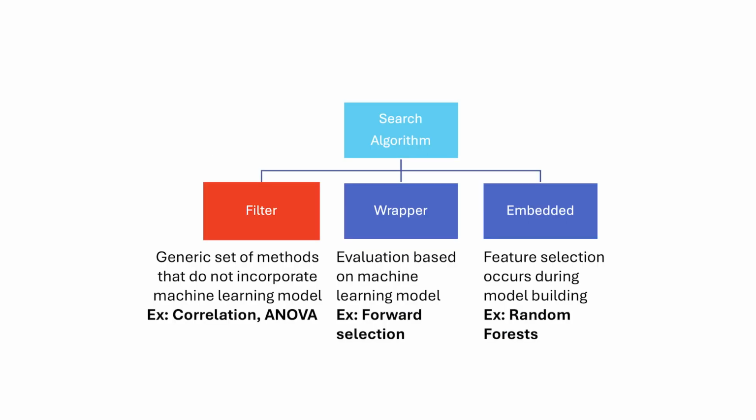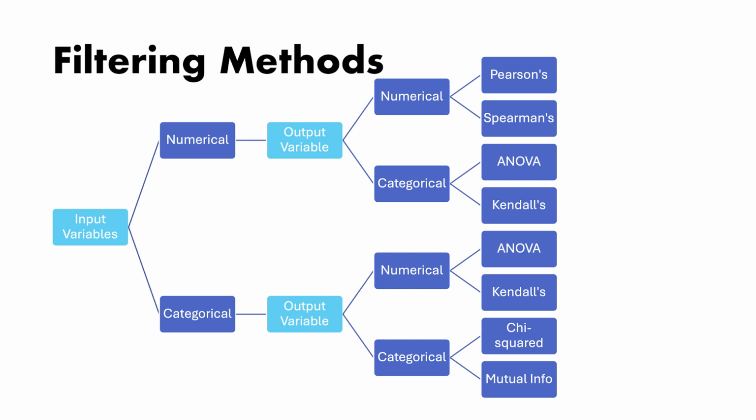Filter methods are generic and do not incorporate a machine learning model. They work by ranking features based on statistical measures, and they select the top ranking ones. Examples include when we analyze correlation coefficients such as the Pearson correlation, the chi-squared tests, or even mutual information.